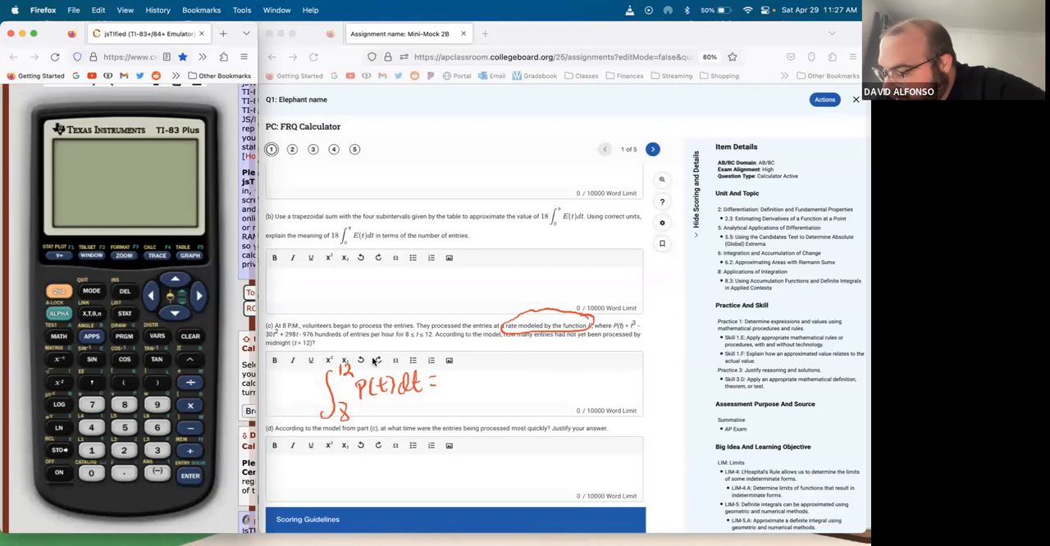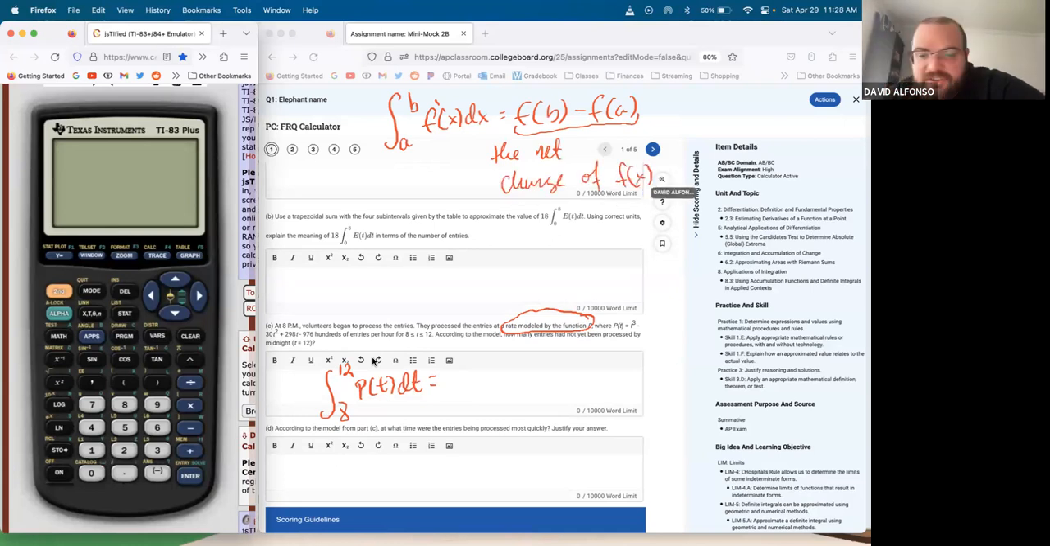Remember, if you have the integral from a to b of f prime of x dx, of course, this would be f of b minus f of a, and this here is the net change of f. This is the net change theorem. This here is when you're talking about actual applications, like a meaning behind a rate, right? So here, because P represents the rate, this would represent the amount of tickets processed at midnight minus the amount of tickets processed at the beginning.